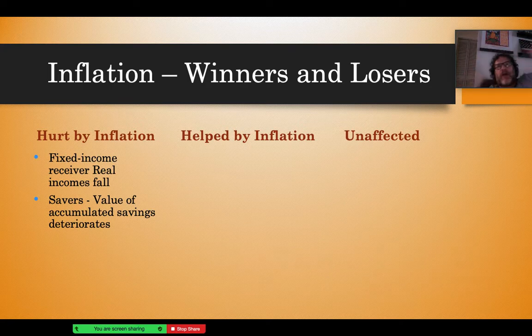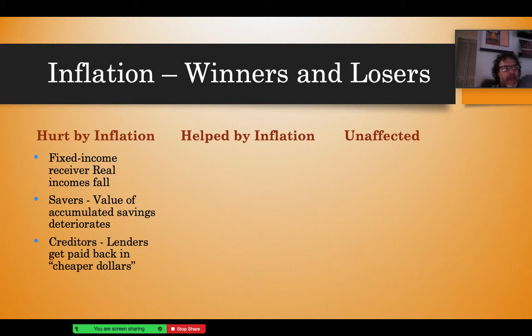Savers, people that save money, right? I take $10 and put it under my bed every day. What happens when prices go up? That money's not worth the same thing that it used to be, right? And creditors, lenders, right? If I lend you $100 today and you go buy something with it and you pay me back in 2 months, what's happened to the money I get back if inflation's taken place, right? I lose. So an easy mnemonic is lenders lose, right? Lenders lose.